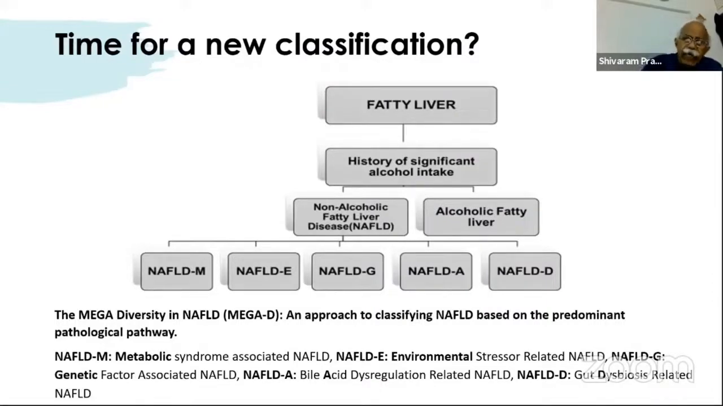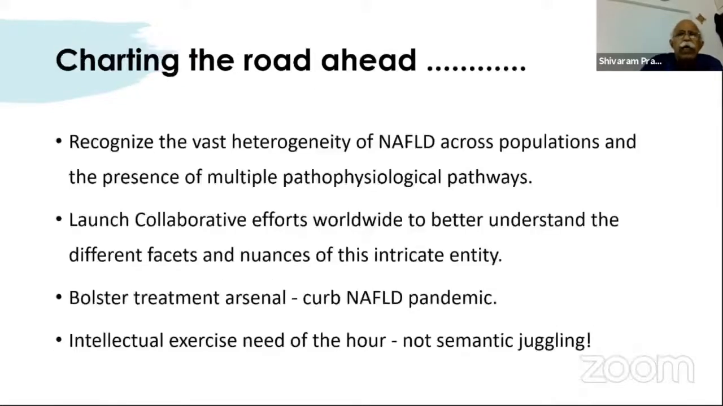And again, NAFL can then be sub-classified into NAFLD-M or metabolism-associated, NAFLD-E or environmental stress-related, NAFLD-G, genetic factors in NAFLD, and so on. Charting the road ahead, we must recognize the vast heterogeneity of NAFLD across populations and the multiple pathways involved. We must launch collaborative efforts, bolster the treatment arsenal, curb the pandemic.